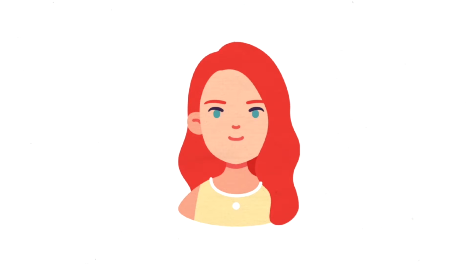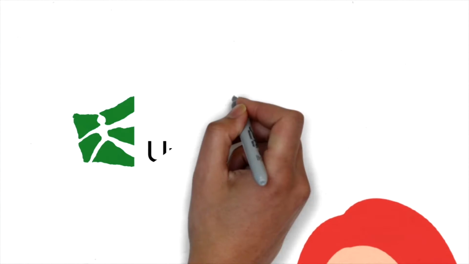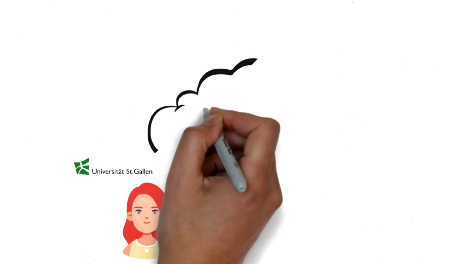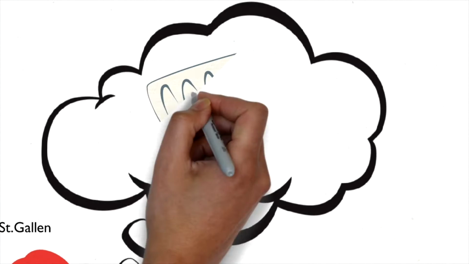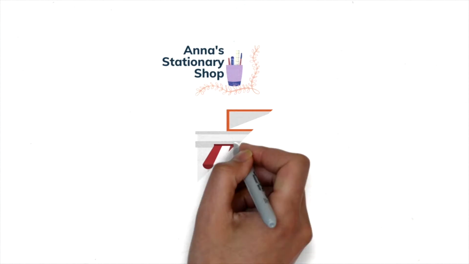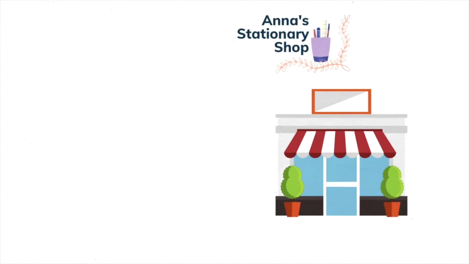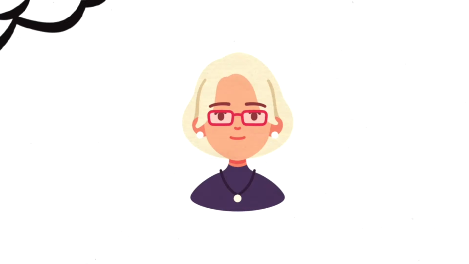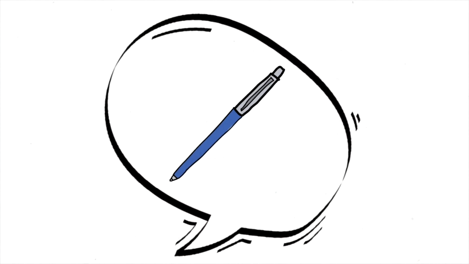This is Emma. Emma is a bachelor student at the University of St. Gallen. In her free time, she enjoys working on art projects. Today, she wants to go to Anna's stationery shop to buy her favorite blue pen that she loves to draw with. The owner, Anna, however, has to disappoint her, as she does not have the pen available.